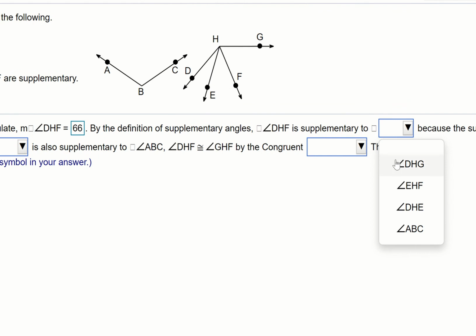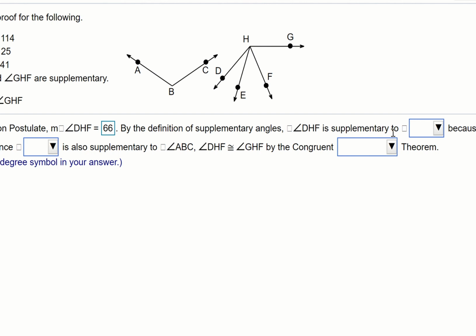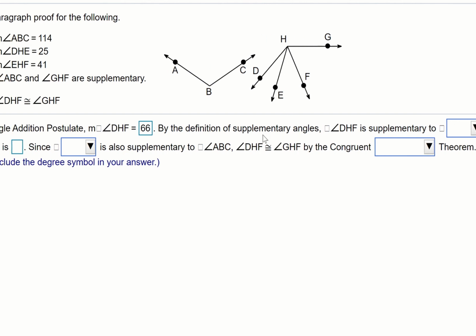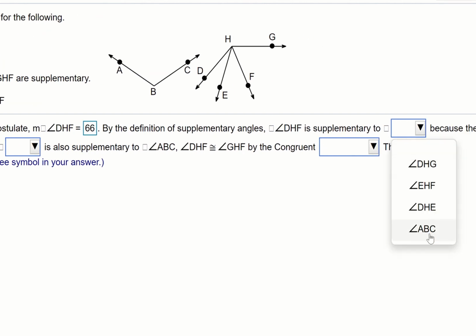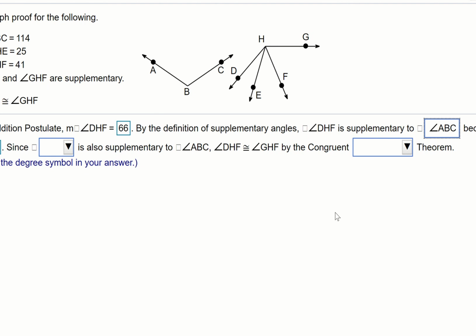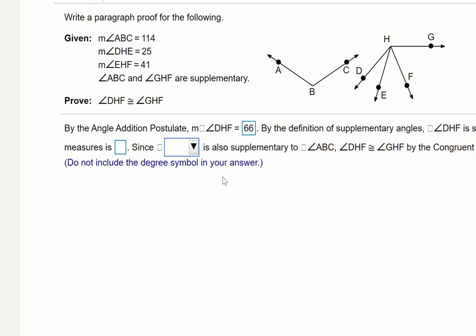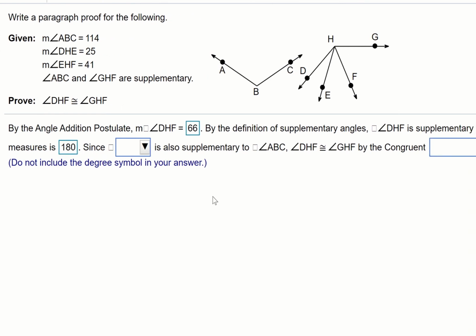So DHF is supplementary to, let's see here, DHF is supplementary to ABC. Sorry, ABC. So let's go to ABC. So ABC is 114 and DHF is 66 because the sum of their measures is 180. Okay, that's the definition of supplementary angles.